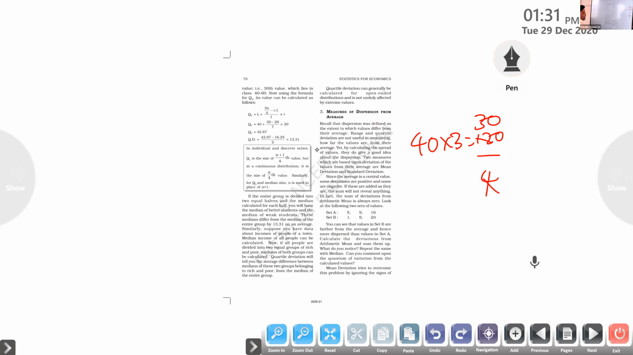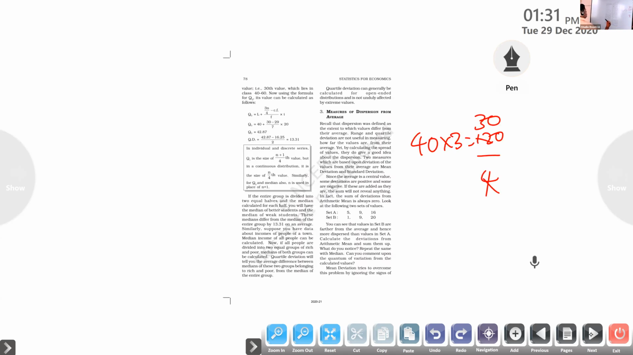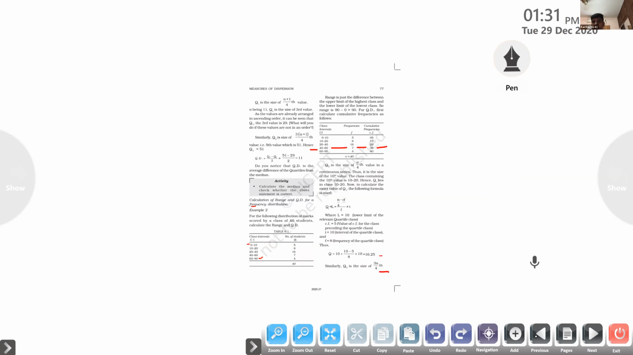So what is CF here? Just above the quartile class, we got 29. Just above 36, it is 29. CF is 29. So applying all those numbers.